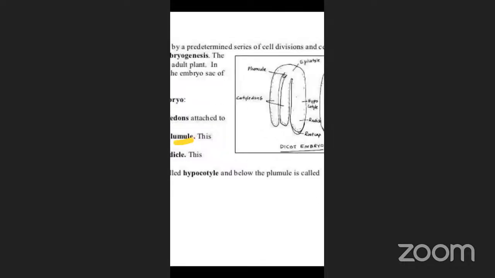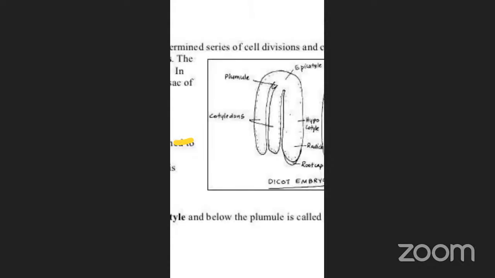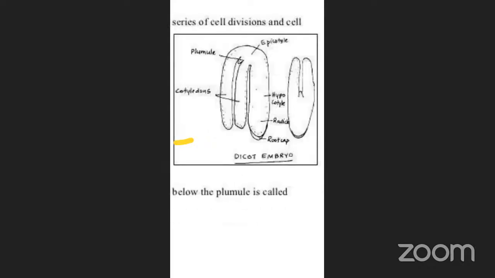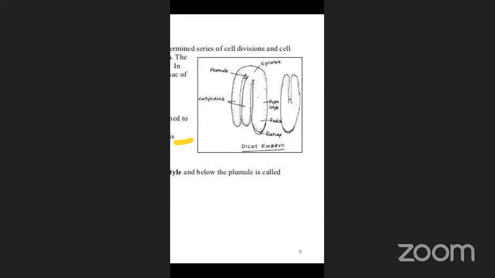Dicot embryo structure is there. On the lower side, two cotyledons, 1 and 2. See here, two cotyledons. Upside, plumule and epicotyl. Downside here, root cap, radicle, and hypocotyl. This is the dicot embryo structure.